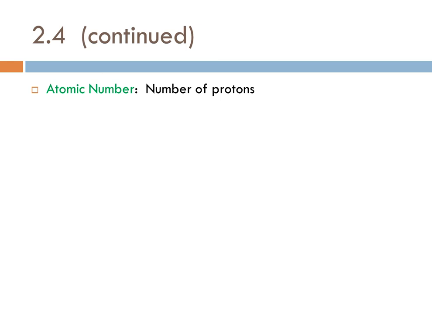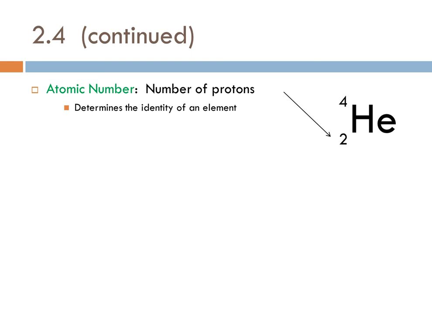If we continue with some terms, the atomic number is the number of protons. So if something has 2 protons, 2 electrons, and 2 neutrons, it'll say what's the proton number, and that would be the atomic number. It determines the identity of the element, and that's kind of how we place things on the periodic table. So for instance, here we have He, and that 2 represents the number of protons.